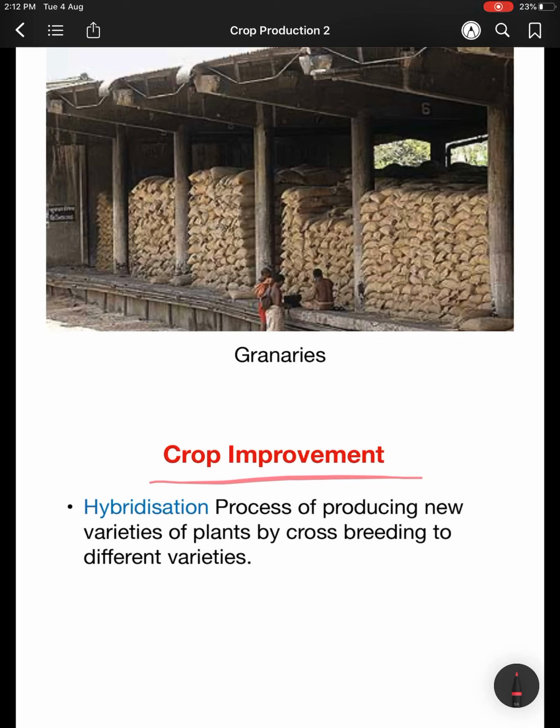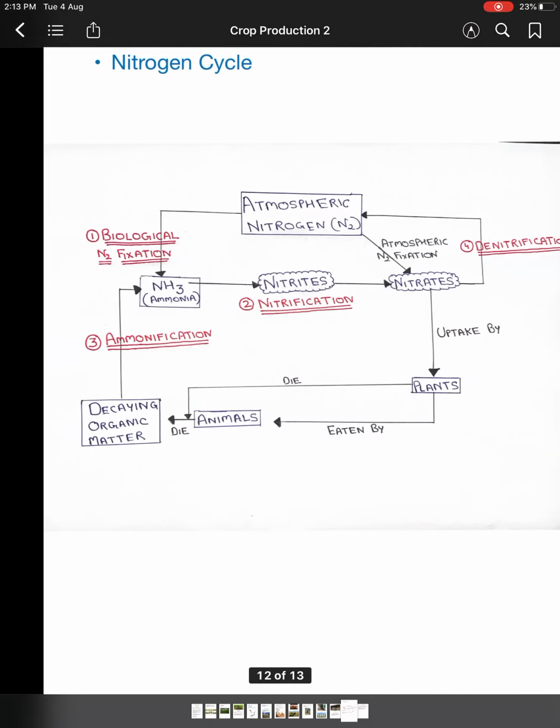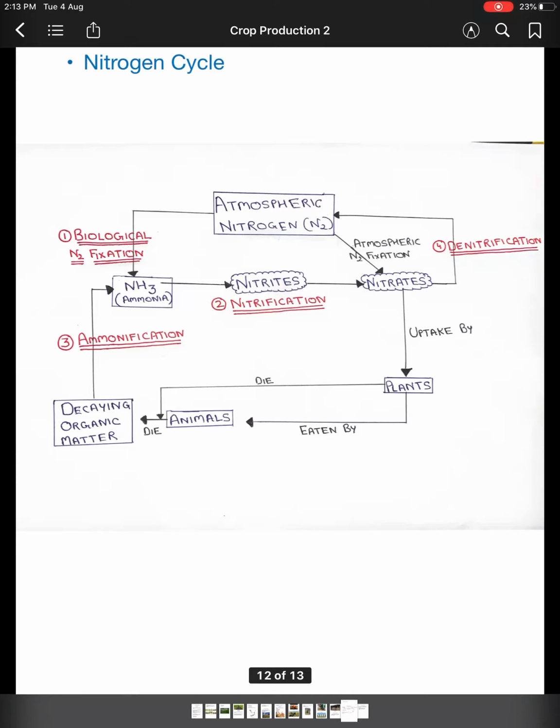This can be done by using breeding techniques, and it is known as hybridization. Now the question is, what is hybridization? It is the process of producing new varieties of plants by crossbreeding two different varieties. For example, if the plant breeder wants to develop a variety having both the characteristics, that is high yield and resistance to diseases, then they have to choose two varieties, one having high yield and another is resistant to diseases. After crossbreeding, the new plant will have both the characteristics. So this is one of the ways by which we can increase the production.